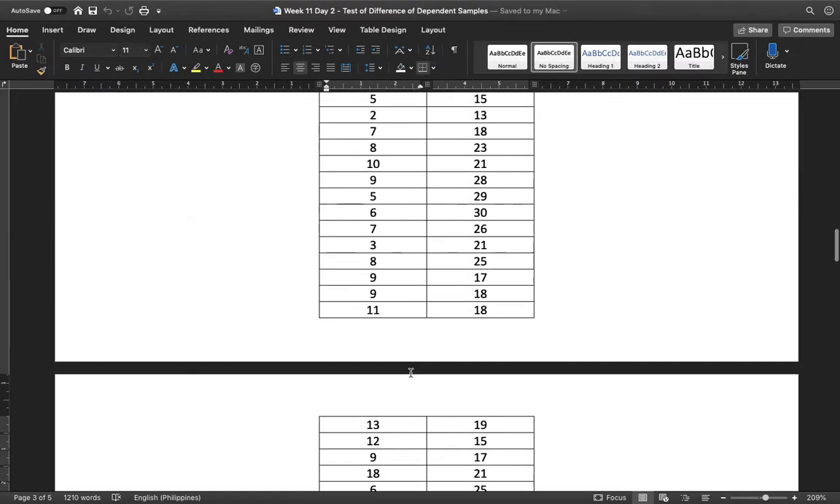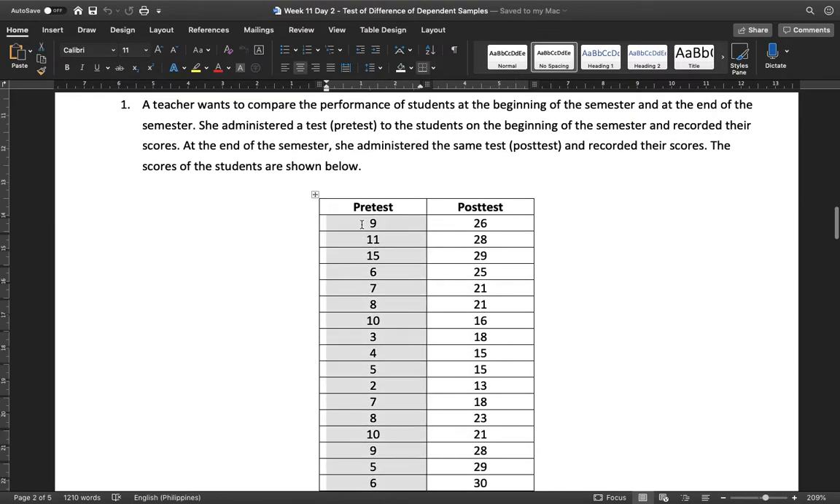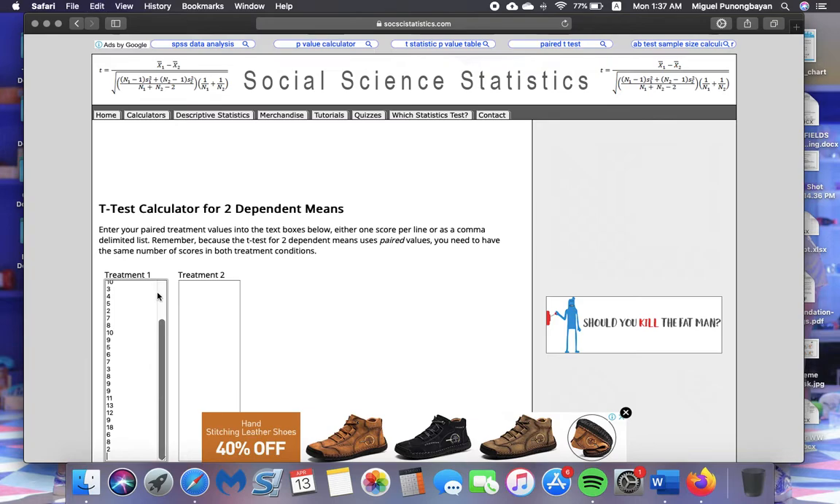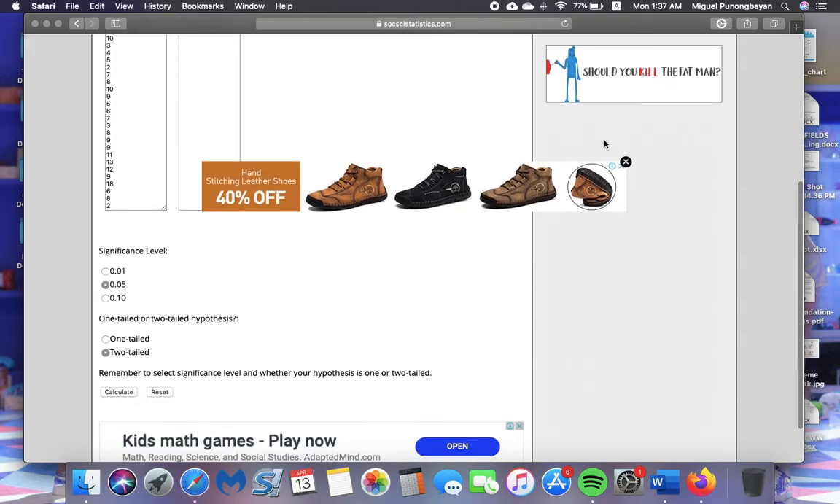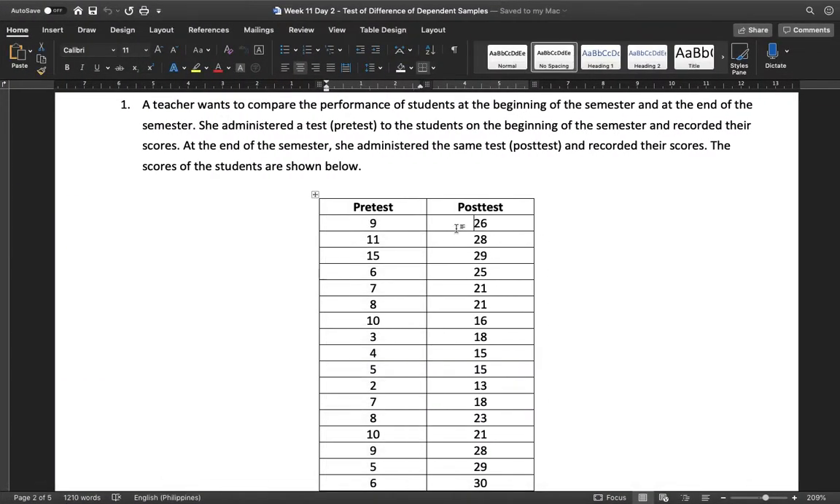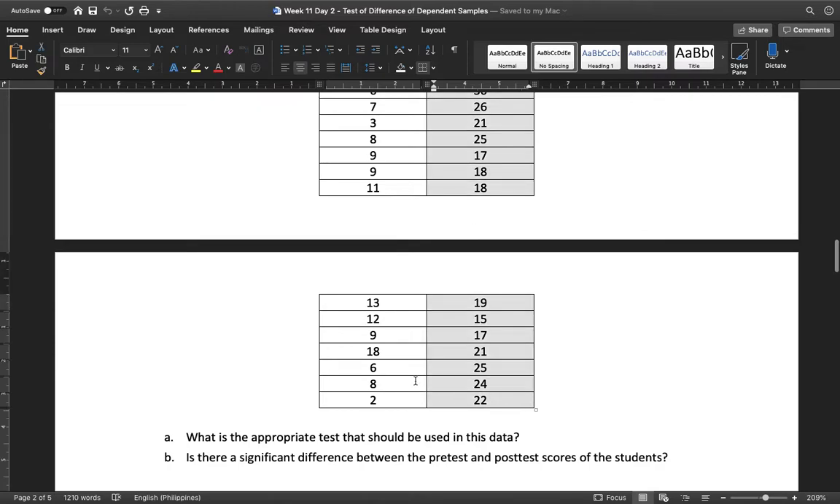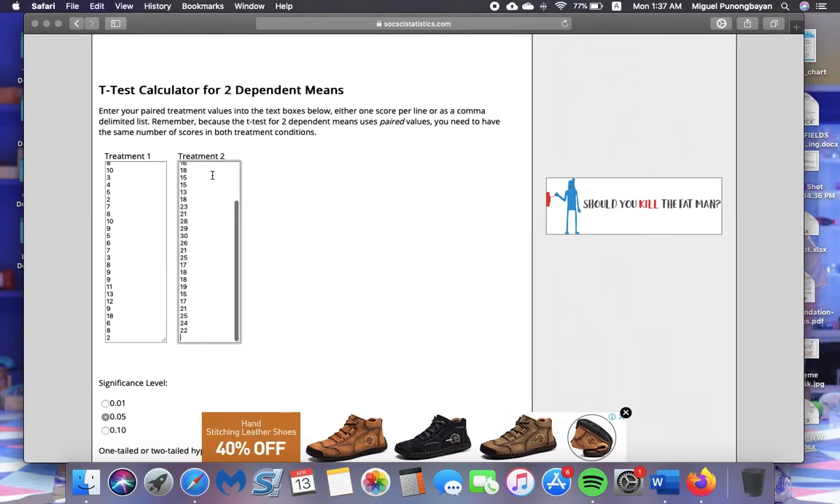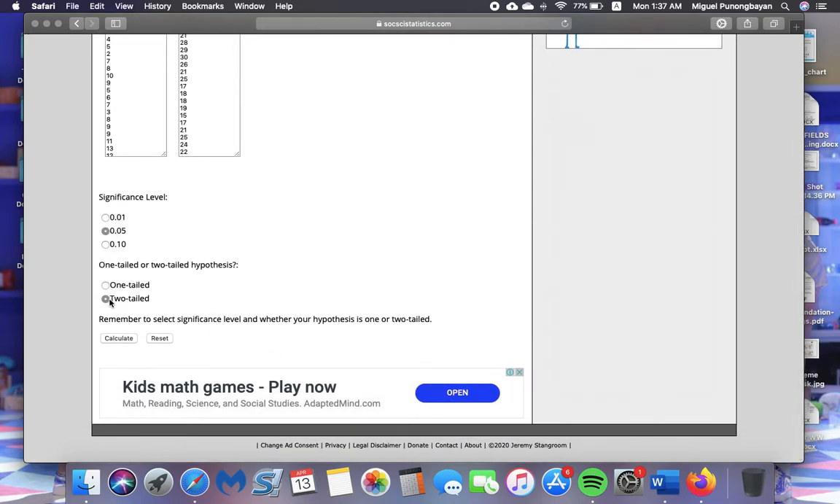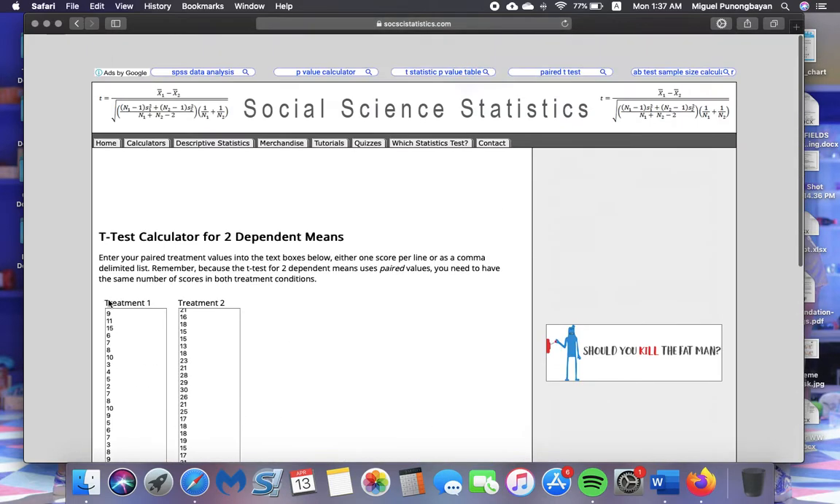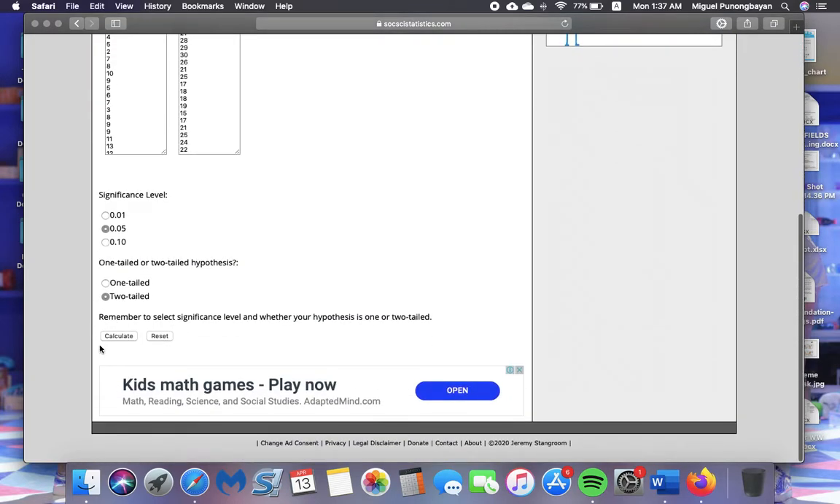So, input natin to. Copy-paste lang natin. Right there. Subtract natin. Close natin. Add na to dahil hindi naman kailangan. Hindi ko siya ma-close. Whatever. Post test, lagay natin dito. Yan na. Nawala pa. Ayun din sa baba lang. Add. Close natin yung add. Yan. Treatment. Significance 0.05. Two-tailed. Let's set natin na two-tailed yung t-test natin. Okay? Calculate.